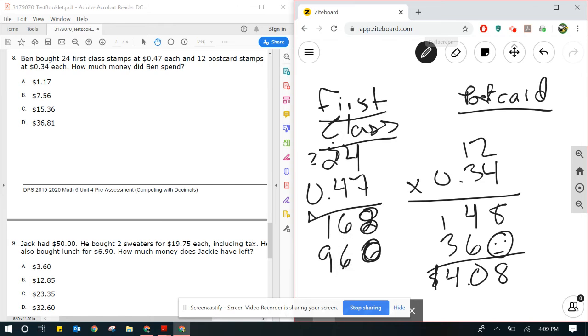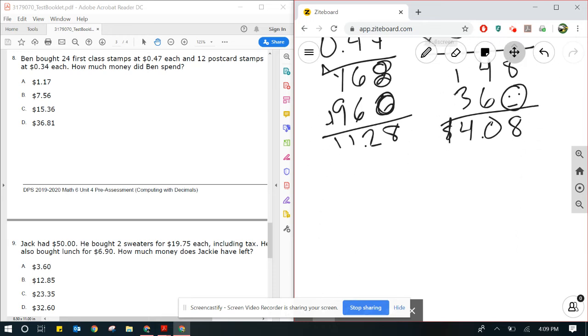6. Because 4 times 4 is 16, carry the 1. 4 times 2, plus 2, plus 1. Right, for that value, 4 times 2 is 8, plus 1 is 9. I add these, I get 8. 6 plus 6 is 12, carry the 1, and that's 11. So $11.28 plus $4.08.